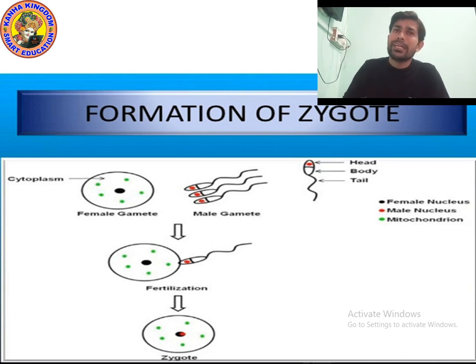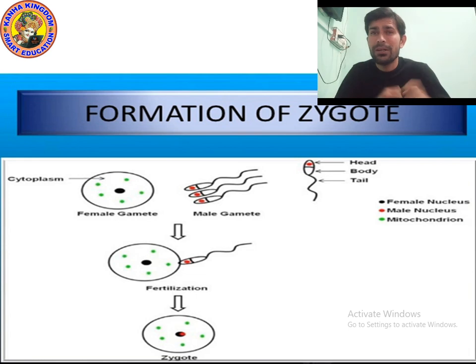A zygote is always prepared from the union, meaning fusion or combining, of two gametes, and constitutes the first stage in a unique organism's development. Zygotes are usually produced by fertilization, which happens between two haploid cells. Ovum and sperm are known as haploid cells.